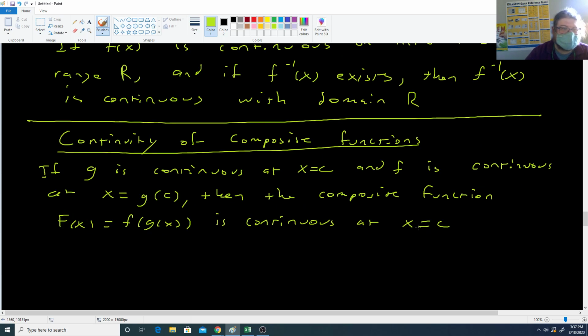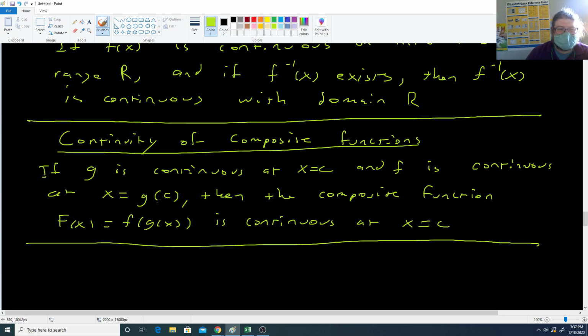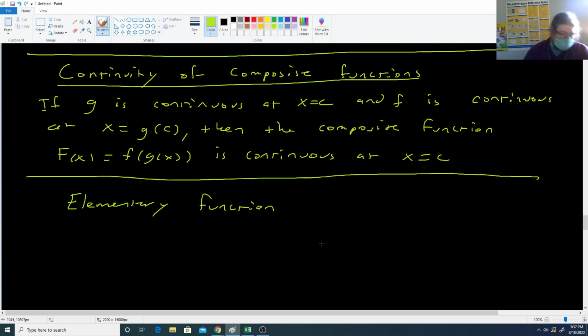So if you have a function that is continuous at a point, and you have another function that is continuous at the output of the first function for that point, then the function that's formed from the composition is continuous at the point as well. The last thing is an elementary function. This is a function that is constructed out of the basic functions.